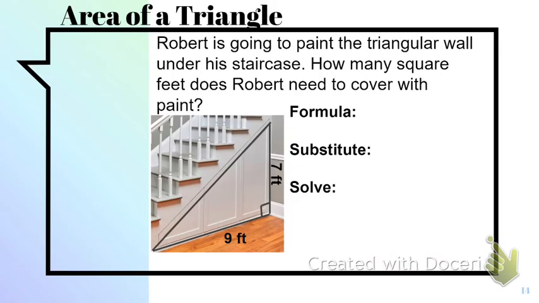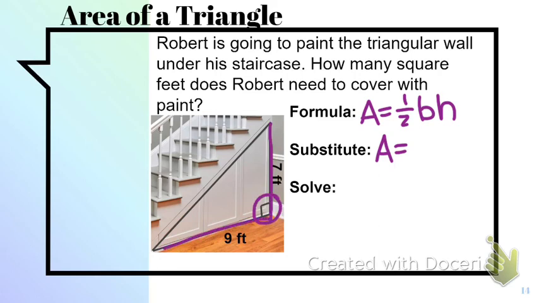Our next problem says, Robert is going to paint the triangular wall under his staircase. How many square feet does Robert need to cover with paint? You can see here we have a 7 foot by 9 foot right triangle. So I definitely need my formula: area equals half of the base times height. My substitution would be area equals, remember we're looking for that right angle, so that's why I'm going to use 7 and 9 here.